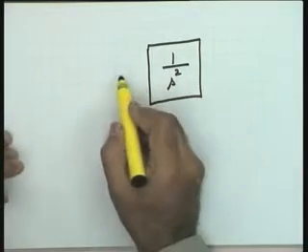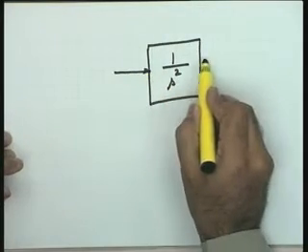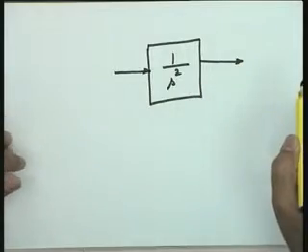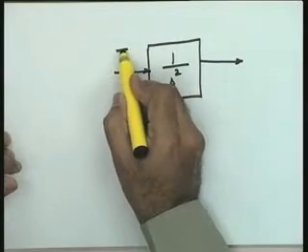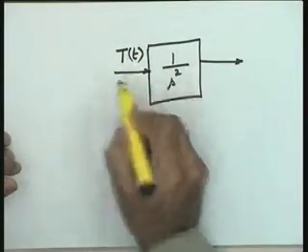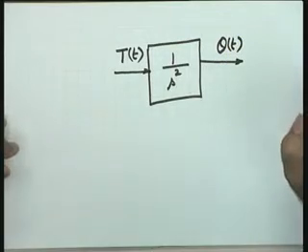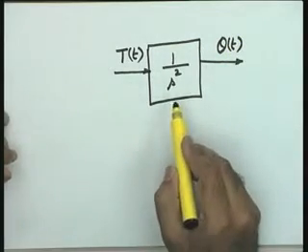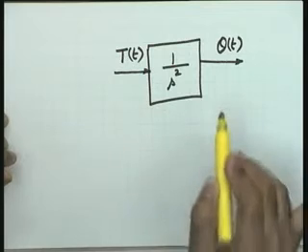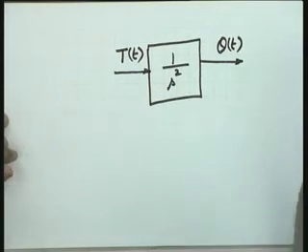1 over s squared is the model of this, and you see that it is a type 2 system. The input to this is a torque T(t) and the output is the attitude angle theta(t). So please note that since it is a type 2 system, comment on its steady state performance.